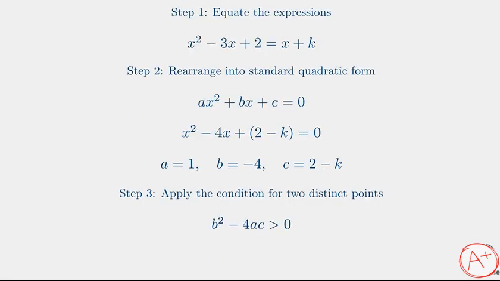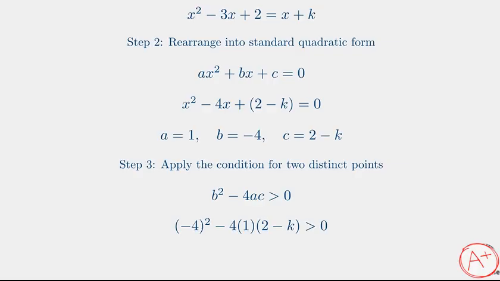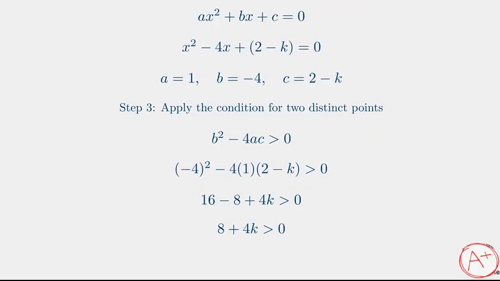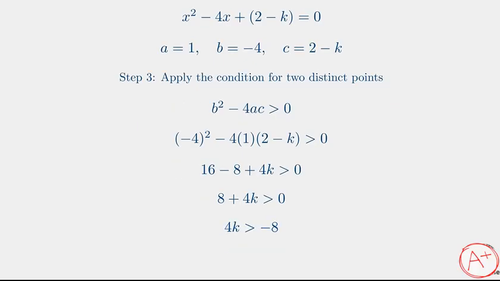Substituting our values, the square of negative 4 minus 4 times 1 times the quantity 2 minus k is greater than 0. This simplifies to 16 minus 8 plus 4k is greater than 0, which is 8 plus 4k is greater than 0. Solving for k, 4k is greater than negative 8, so k is greater than negative 2. So for any value of k greater than negative 2, the line will intersect the curve twice.